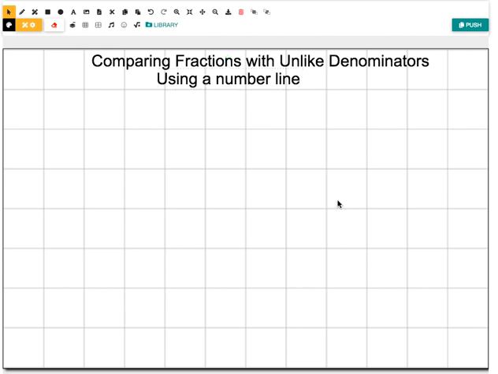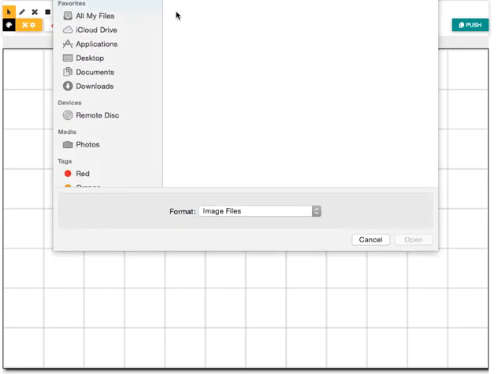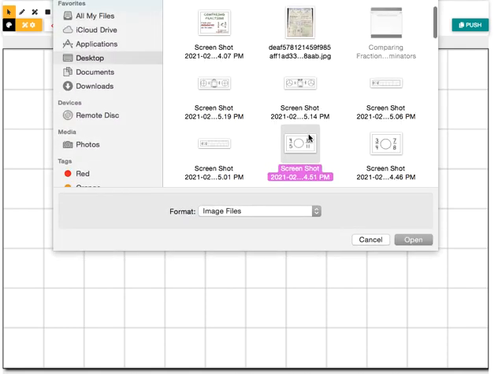Alright, so we're back to comparing fractions with unlike denominators. We're going to be doing it with a number line this time. So I'm going to show you a couple examples just like the students have on their assignments.